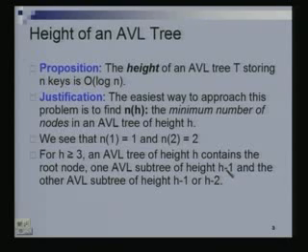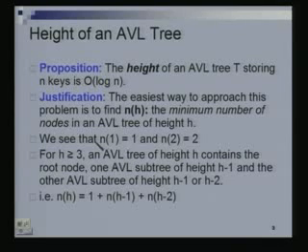Right? So one of the subtrees has height h minus 1 and the other subtree has height h minus 1 or h minus 2. But what will we pick? We would like the other subtree to have height h minus 2. Why? Minimum number of nodes. A tree which has smaller height will also have a smaller number of nodes. So we would like the other subtree to have h minus 2 height.